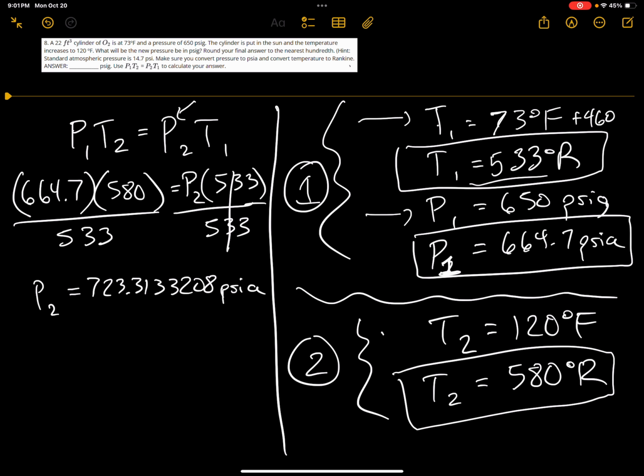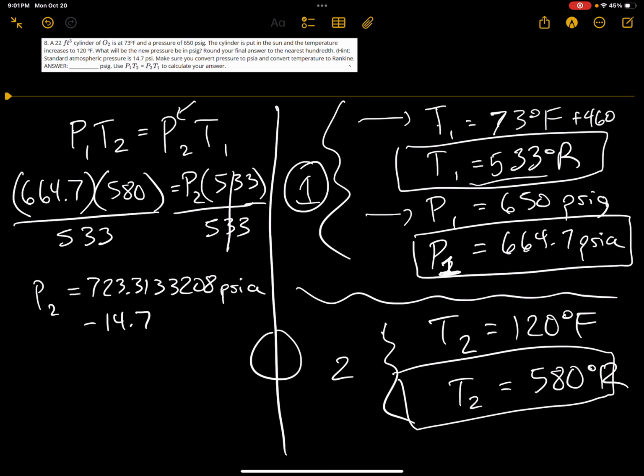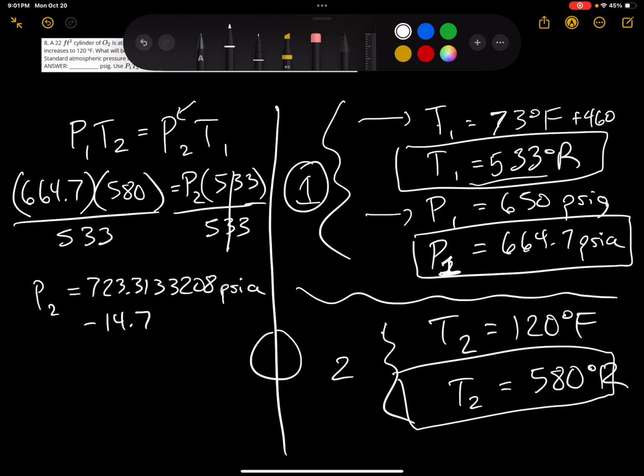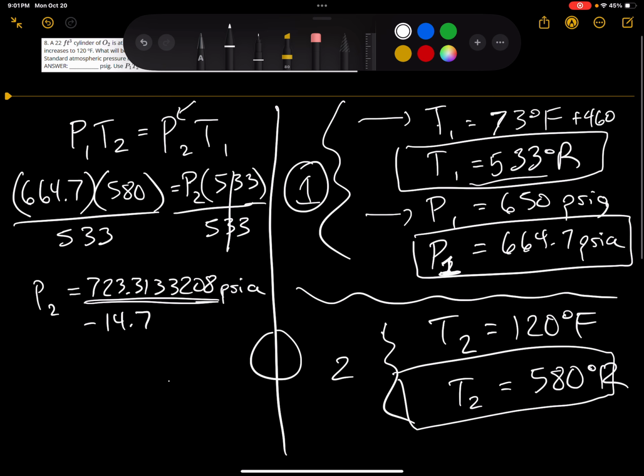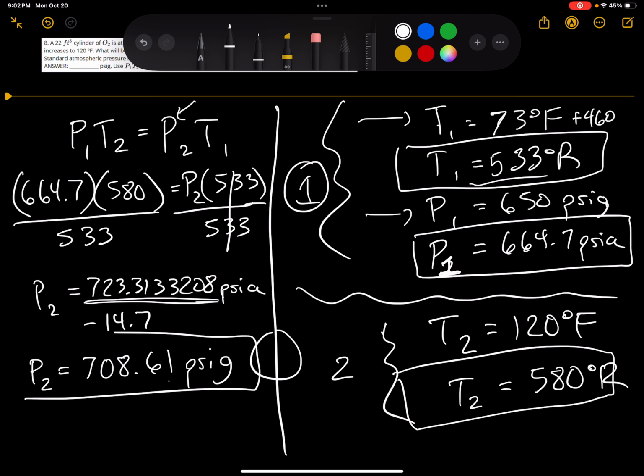But it doesn't want absolute pressure. It's asking you for what the gauge is going to read. So what we need to do to this is just subtract 14.7 from this value. The other thing to do with these problems is don't round until the very end of the problem. If you round before the end of the problem, you're not going to get it correct. So just try to keep all the digits in your calculator. Okay, so P2 is going to be 708.61, and now we've converted back to psi G, and that's our correct answer.